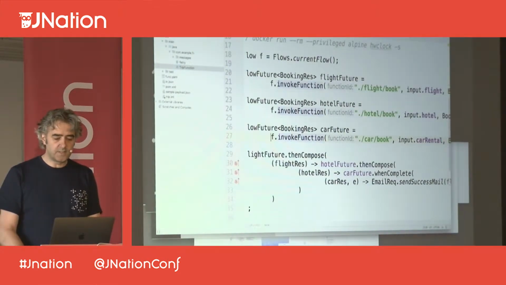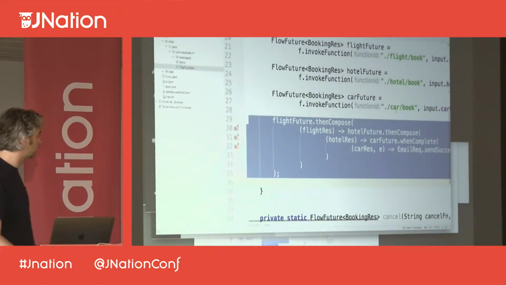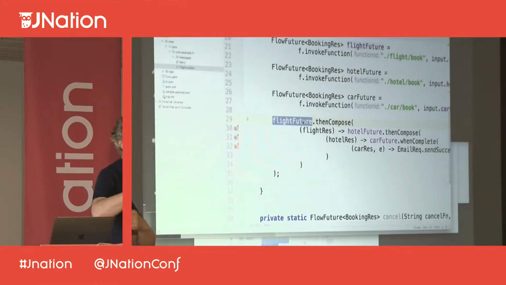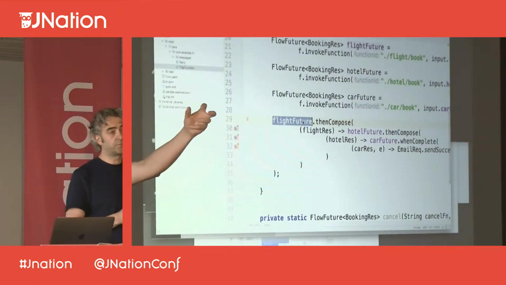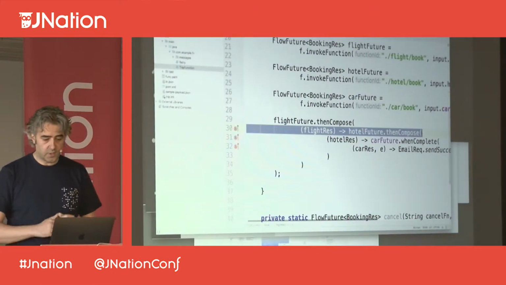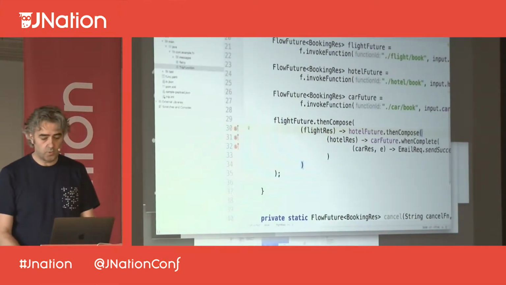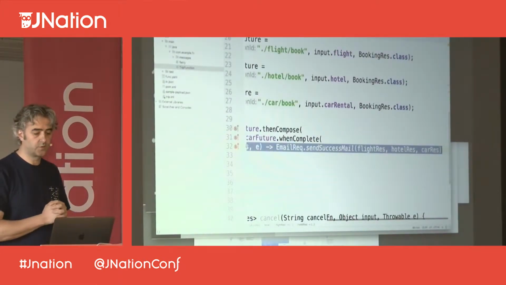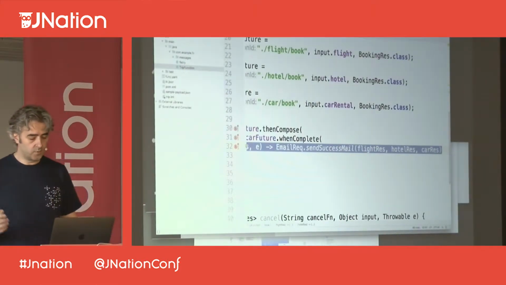Then it's just a matter of defining the execution of those multiple requests like you would do using the completion stage API. The flight future means we first invoke, in an async fashion, the booking flight. Then compose means once we have the result from that function invocation, we pass that result to the second invocation, which will book a hotel. Then compose means once we have the result from the hotel, we want to book the car. And finally, once we have the result of all those function invocations, we invoke the final function, which will in turn send a mail to the user with the given confirmation.